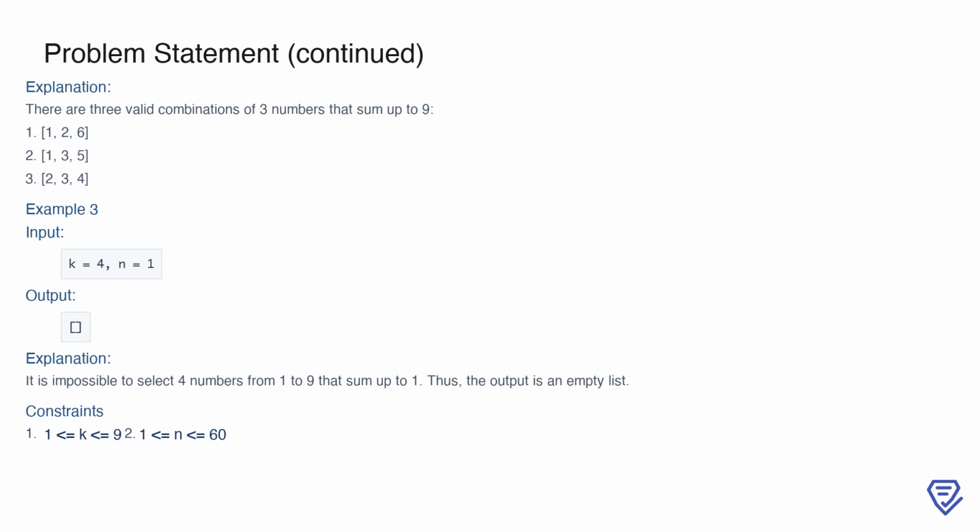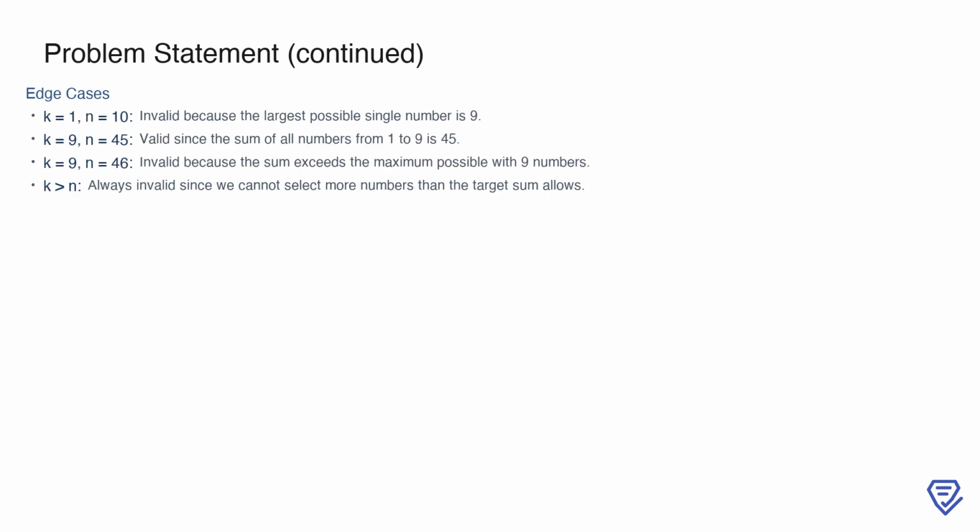Now, consider the third example with k equals 4 and n equals 1. Here, it's impossible to select four distinct numbers from 1 to 9 that sum to 1, so the output is an empty list. This demonstrates that not all inputs will yield valid combinations. Additionally, the problem has constraints: k must be between 1 and 9, and n must fall within the range of 1 to 60. Finally, let's consider some edge cases.